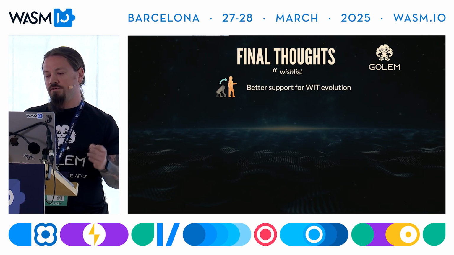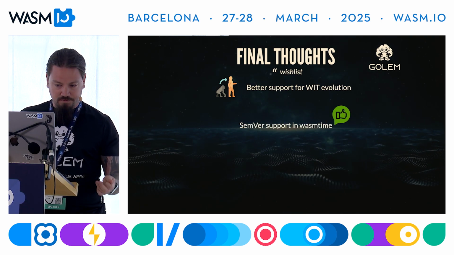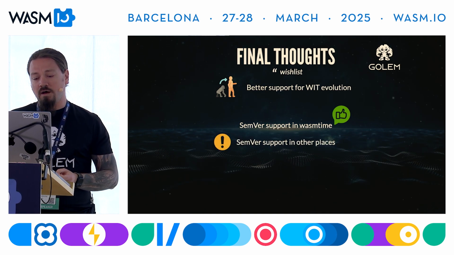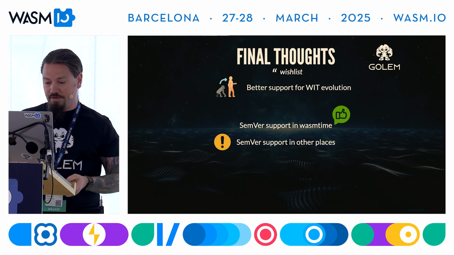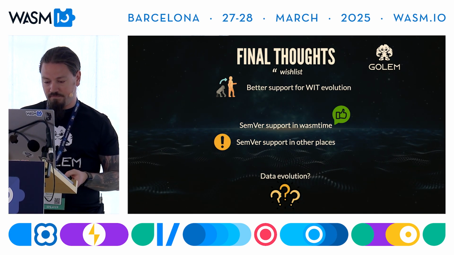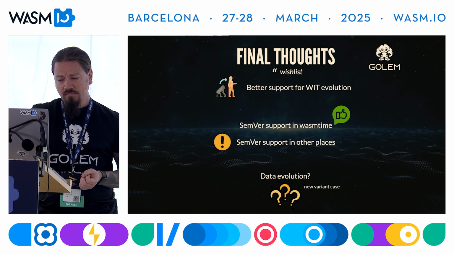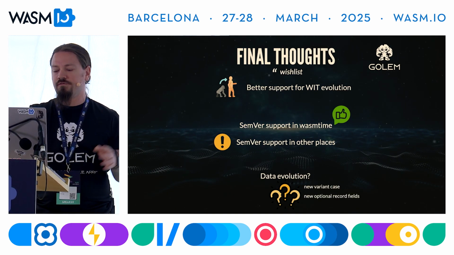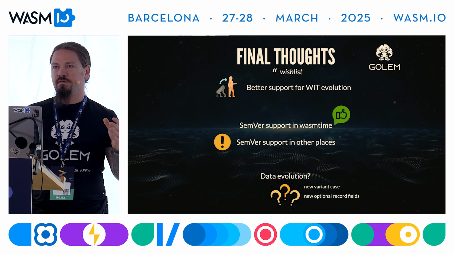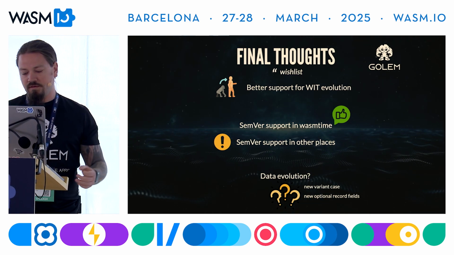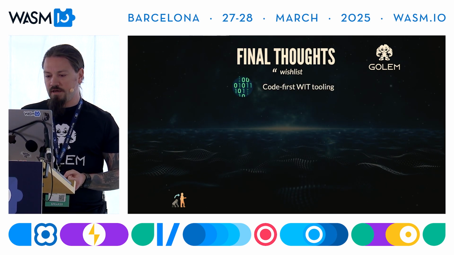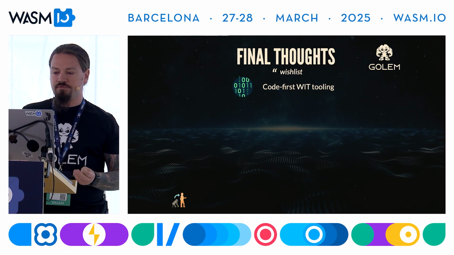And better support for WIT evolution. What do I mean by that? We already have this semantic versioning support in Wasmtime, which is really nice. It's not working in some other places, though. And even if it would work, we don't really have an answer, I think, for how to do data evolution with WIT, like adding new variant keys or new optional record fields and stuff like that. And if people are starting to use wRPC for even communication between things, I think we should have an answer for these questions.